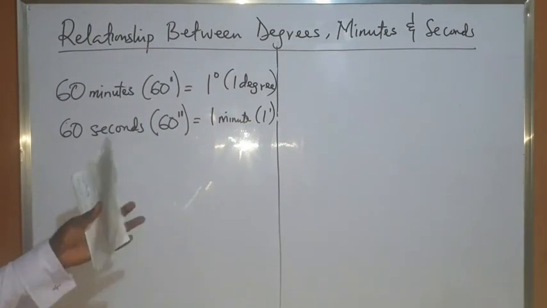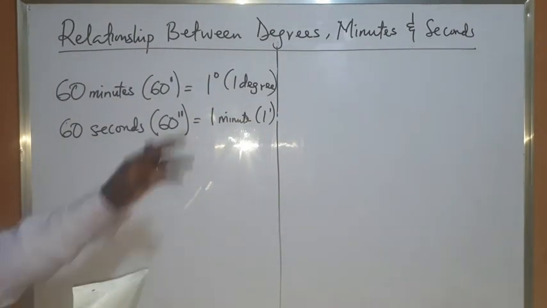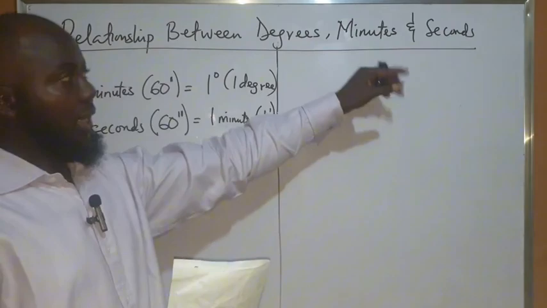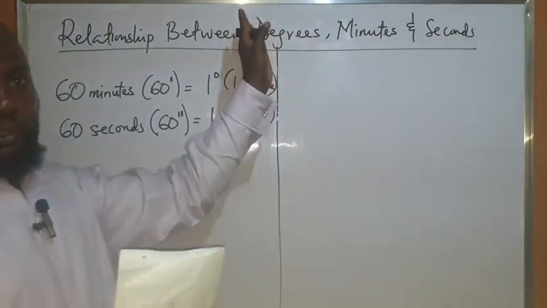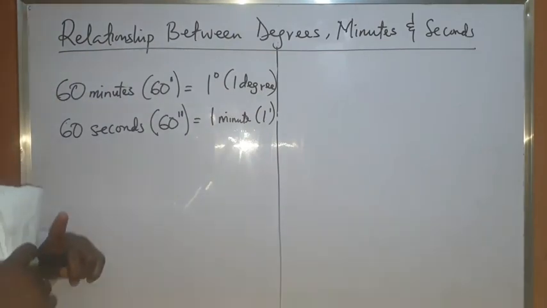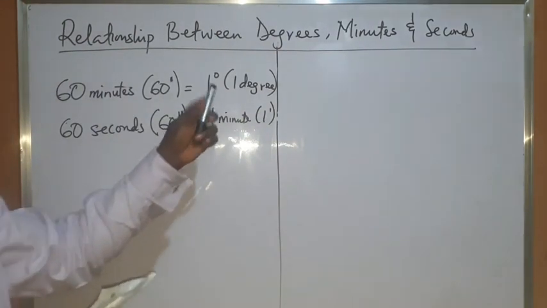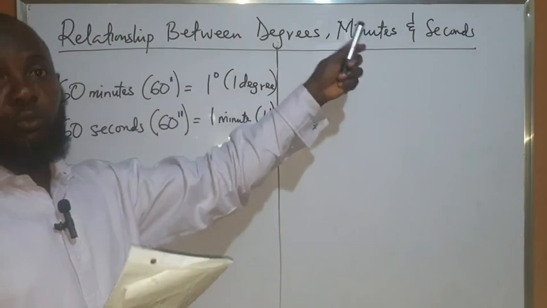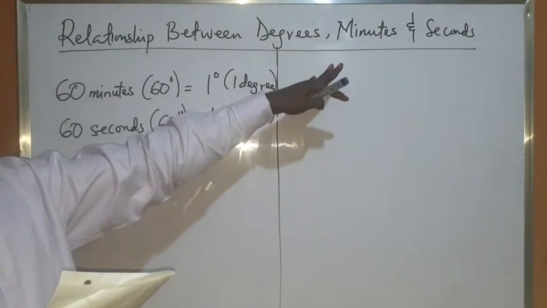But that is not what we're doing. We want to see how we can convert from degrees to minutes and seconds, and then convert back from minutes and seconds to degrees. If time permits, we will also look at addition and subtraction of these, which we have done before, but we still need to look at it again.